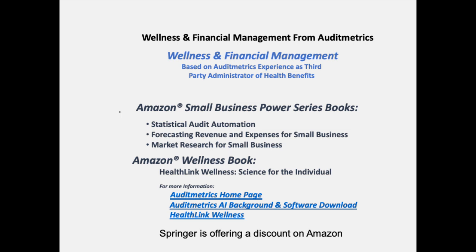Specialization in statistical auditing. Auditmetrics focuses on statistical analytics, which is beneficial for organizations looking for rigorous and mathematically sound audit processes and data mining. AI assistance. The AI feature in Auditmetrics guides users through statistical audits, financial forecasting, and market research, which can be particularly helpful for those without extensive statistical knowledge.